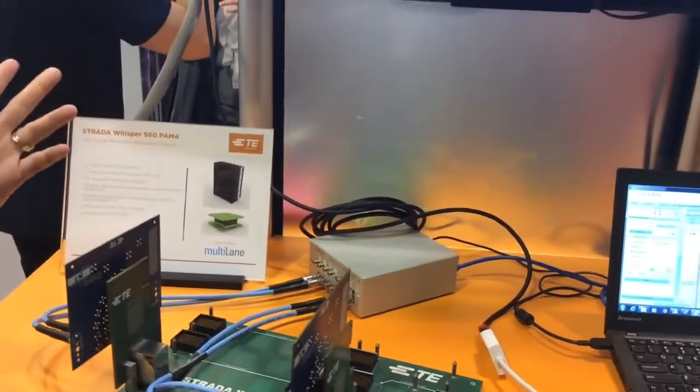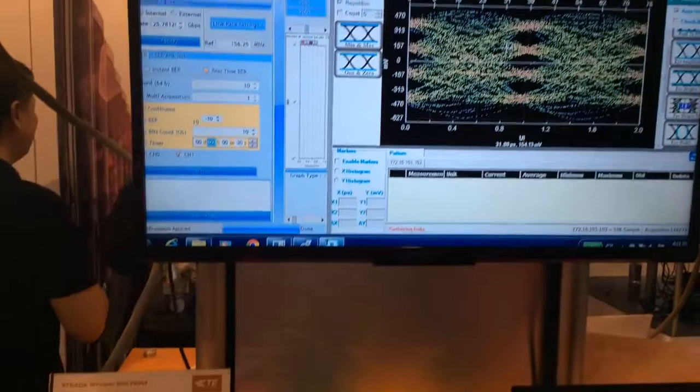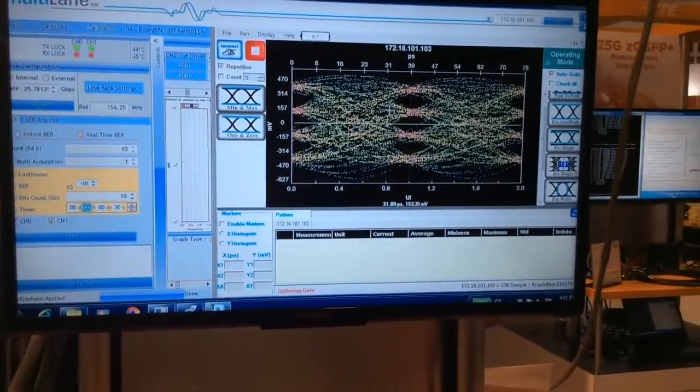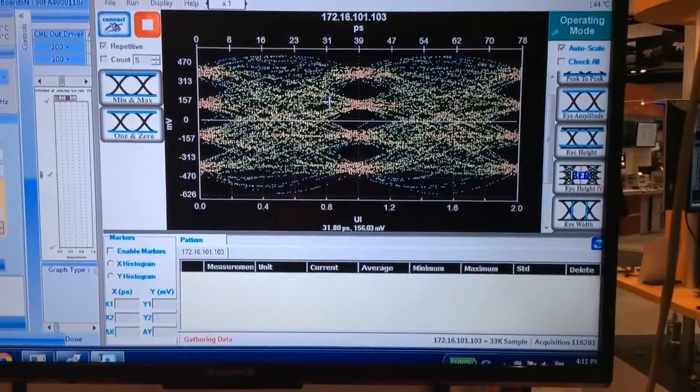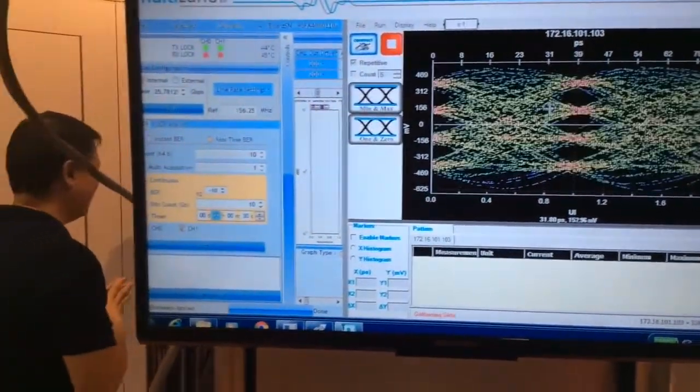And if you look at the monitor, that is the resulting eye diagram. So we can show that even with this much loss and two additional connectors, we still get a sufficient eye diagram at 56 gig PAM4.